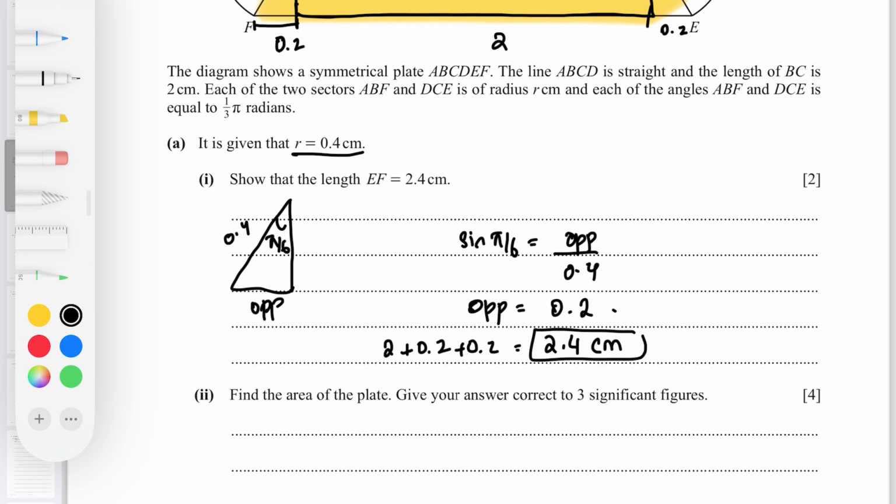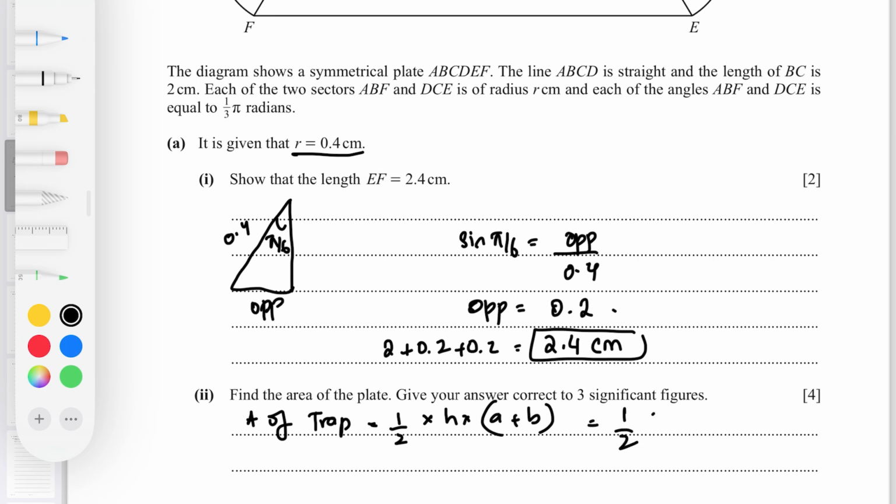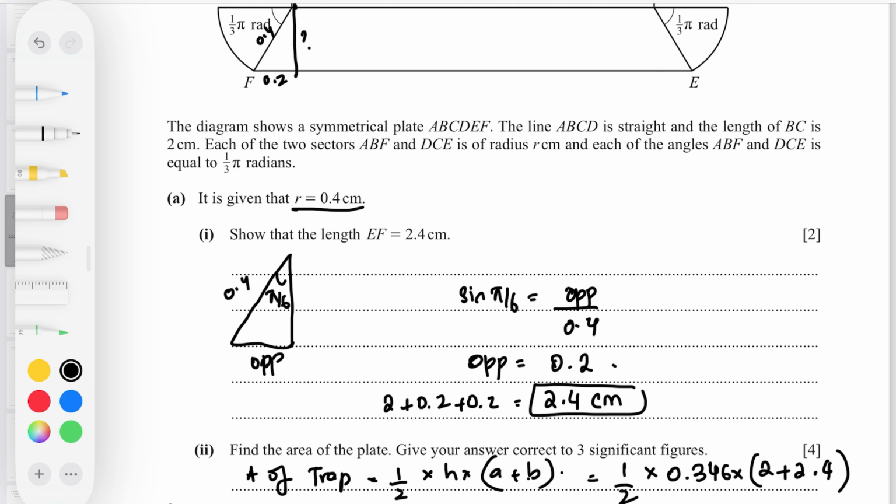Now, find the area of the plate. Give your answer correct to 3 significant figures. So for area, I can see that the yellow region was the trapezium. Area of trapezium is half into height into sum of parallel sides. What is the height here? Half into. We know this is 0.4, this is 0.2. Using Pythagoras, can we find out the height? So x becomes 0.346. I did this directly in the calculator. Sum of parallel sides. So the area of trapezium becomes 0.762.